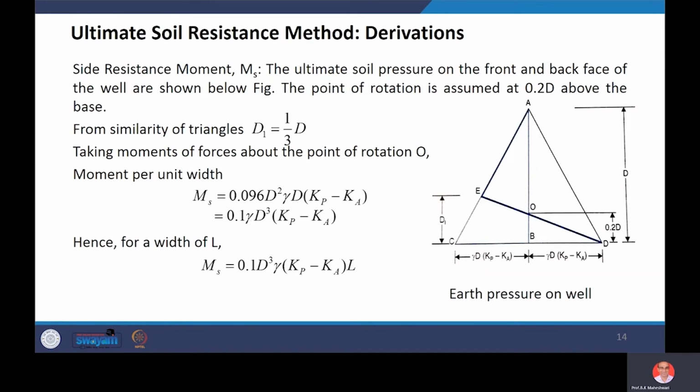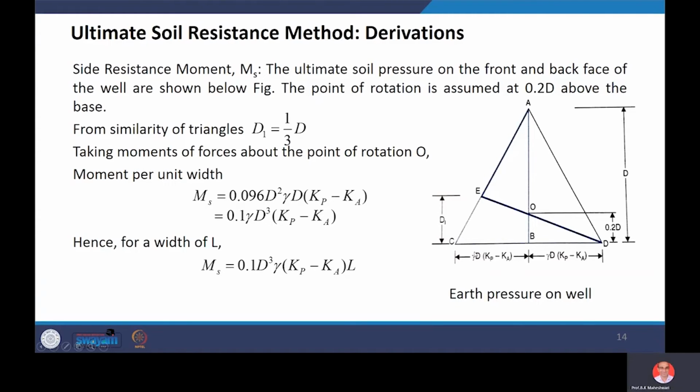How to calculate the side resistance MS, and then the friction force MS. For calculation, first it is assumed in this case that the point of rotation O is at a height 0.2 times D, as shown in this figure. Now when we extend this OD, it cuts at E, and you have D1. D1 is this height, and D is the total depth of the valve foundation.